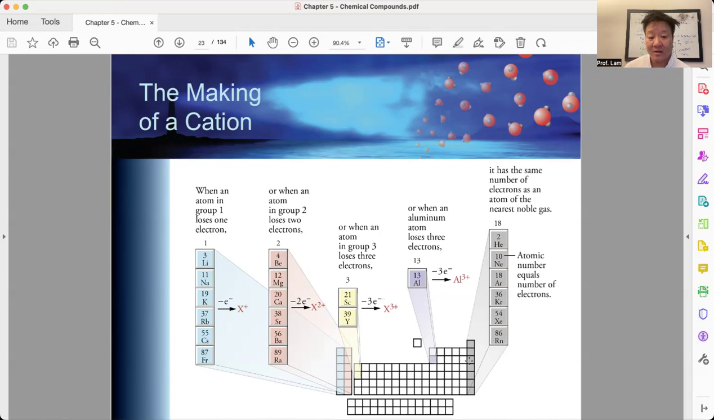So group 2A elements are going to be 2 plus when they do ionic bonding. Now, it even works with aluminum, okay? Look at aluminum. Aluminum is now in group 3A, okay?